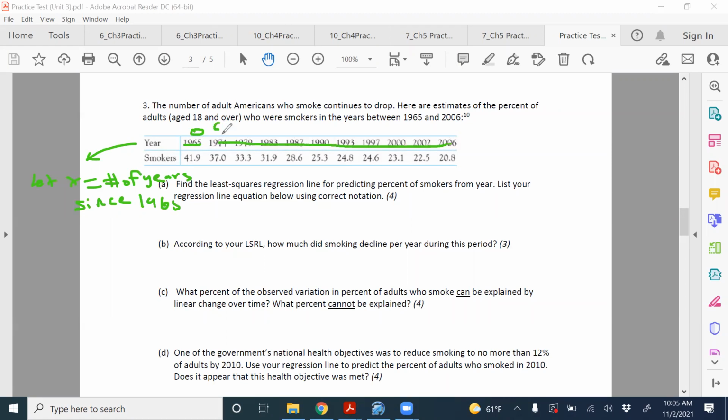And that would be 9, 14, 18, 22, 25, 28, 32, 35, 37, and 41. There you go. So I'll probably just do that. And so to find the least squares regression line, again, here's what you do.